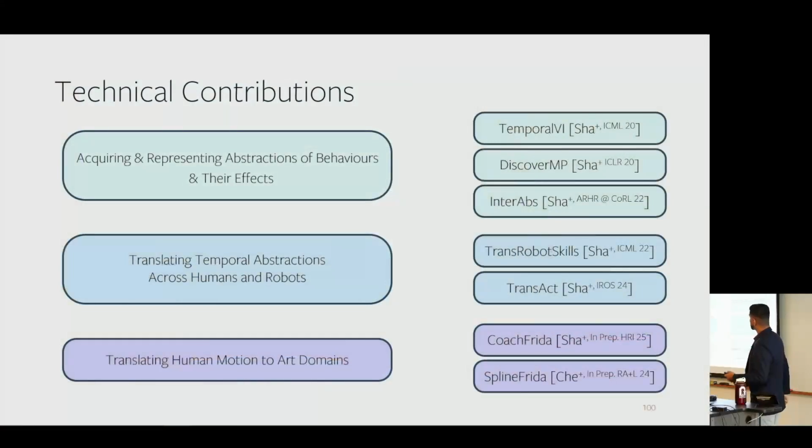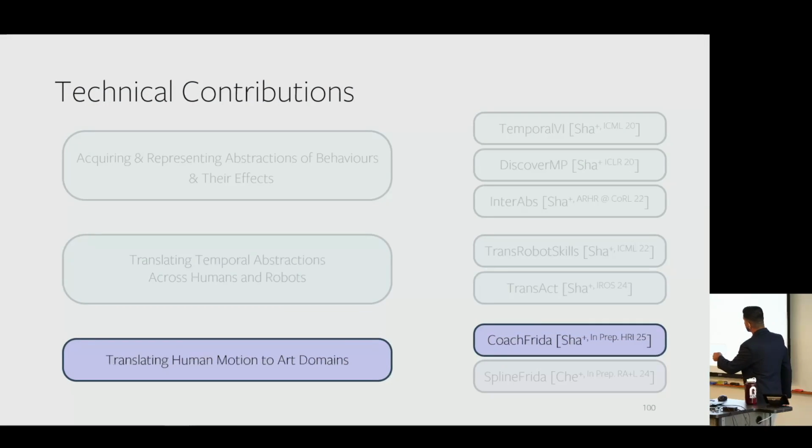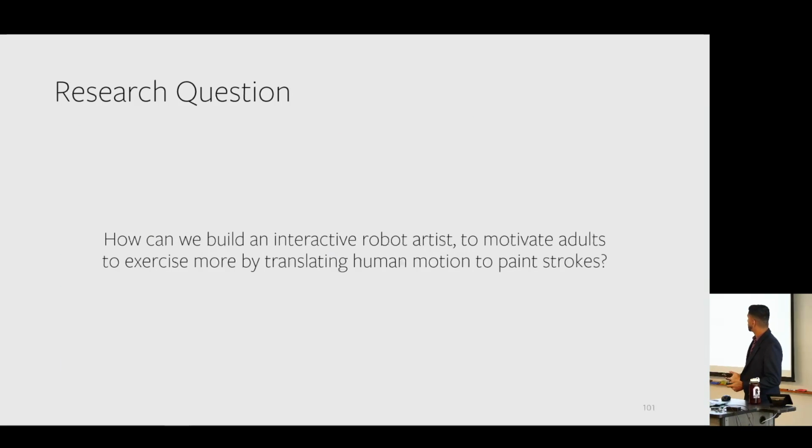And this project sort of shifts gears into looking at some of the ideas from parts 1 and 2 of the talk and applying them to the art domain. In particular, we were interested in seeing how we can build this interactive robot system to motivate an adult to exercise more by translating human motion to paint strokes. And this work is very much a work where we took our pipeline and applied it to a new application domain, and so it was a sort of system integration effort.